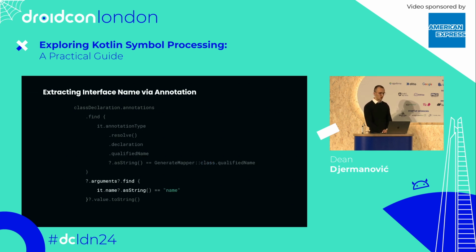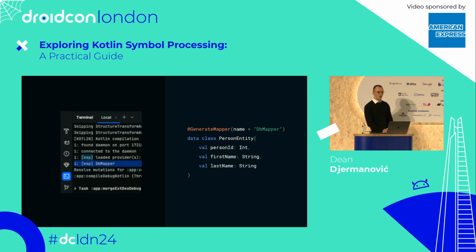If such annotation is found, we are going through arguments of this annotation, and we are trying to find argument named name. And if such argument is found, we get the value of this argument, and we convert the result into a string. So this will extract the value of the name argument from our generate mapper annotation. So for example, if we have this person entity data class that's annotated with generate mapper annotation, and we used dbMapper as the value of the name argument, if we build the previous code block and check for the console output, we are going to see that dbMapper name is being extracted correctly.